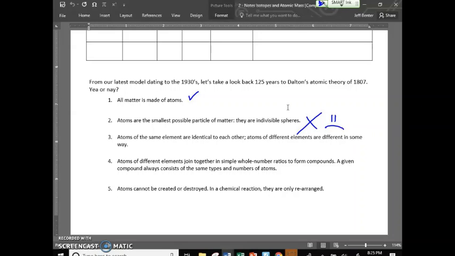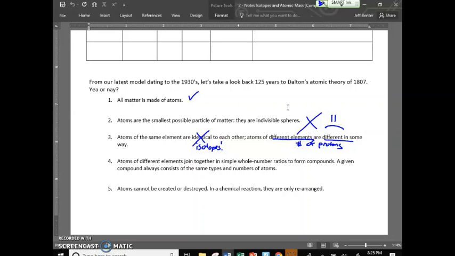Atoms are made of smaller things, and if you're familiar with the standard model in physics, there's a whole slew of other types of particles out there smaller than atoms. Number 3, atoms of the same element are identical to each other. Atoms of different elements are different in some way. When we do know they are different, that would be the number of protons being different. But they are not identical to each other because some atoms have different numbers of neutrons, which means that they are different isotopes. So that part of the statement is not true.